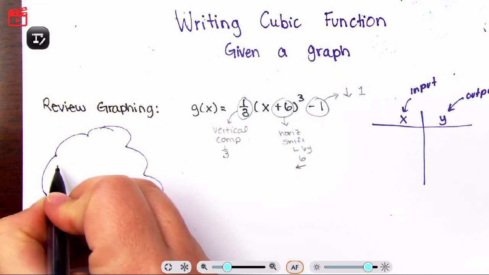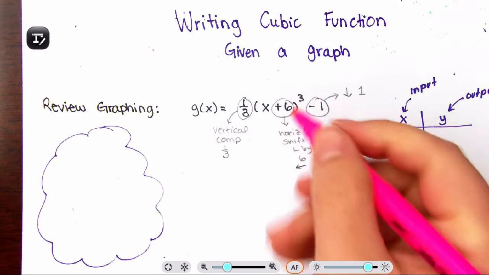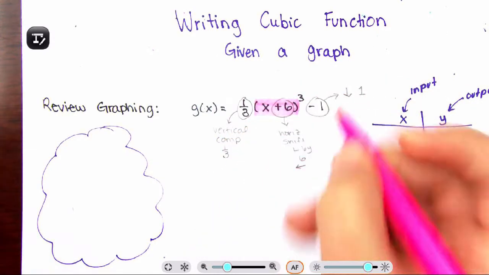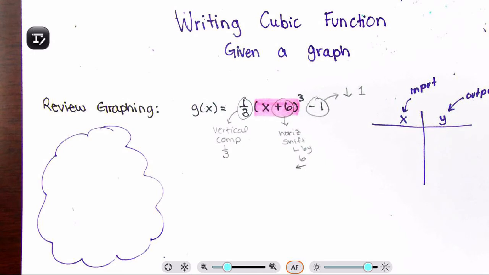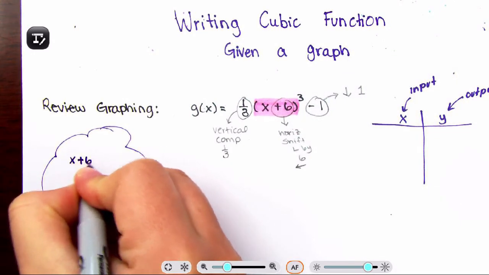So we're going to take the bubble. Let me grab a highlighter. Well, I wasn't planning on using pink, but let's use pink. Here's my bubble. Everything that is being cubed is your bubble. X plus 6 is my bubble.